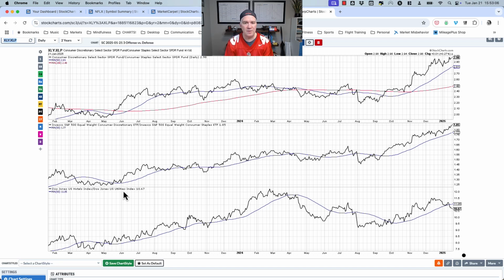None of these ratios so far are great timing tools, right? It's not like I would manage a portfolio based purely on the ratio of these two equal weighted ETFs. But in terms of understanding the landscape, in terms of recognizing changes in leadership, this is where I feel like these ratios are so valuable.